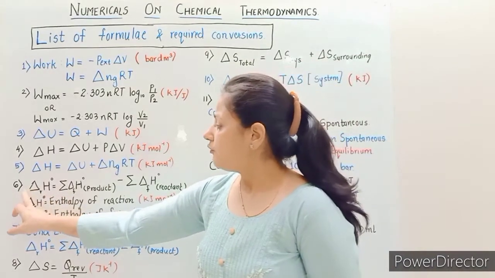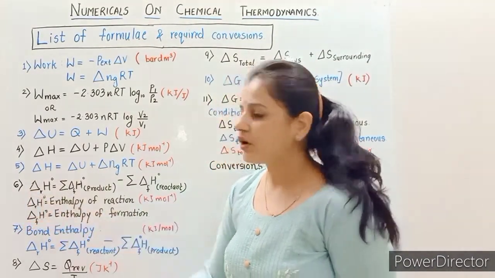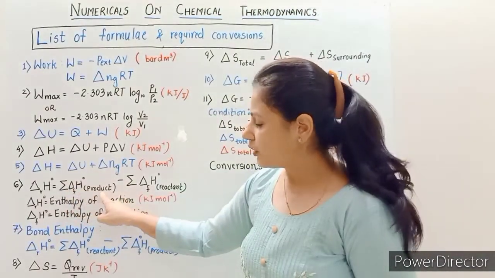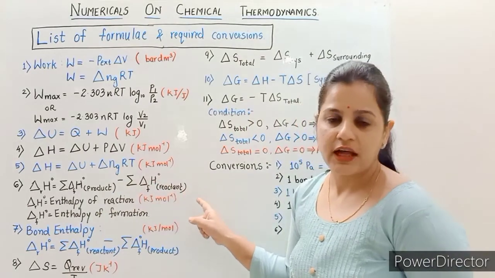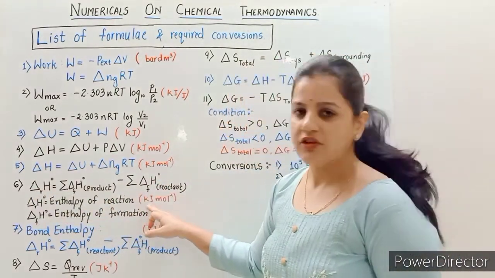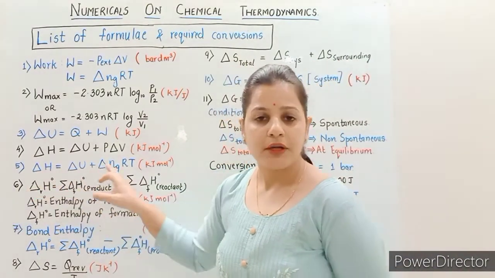Then if we have been asked to find out the enthalpy change for a reaction, then the enthalpy change for a reaction is given as the summation of enthalpy of formation of the products minus the summation of enthalpy change for the reactants. Again, here the enthalpy change is in kilojoules per mole.